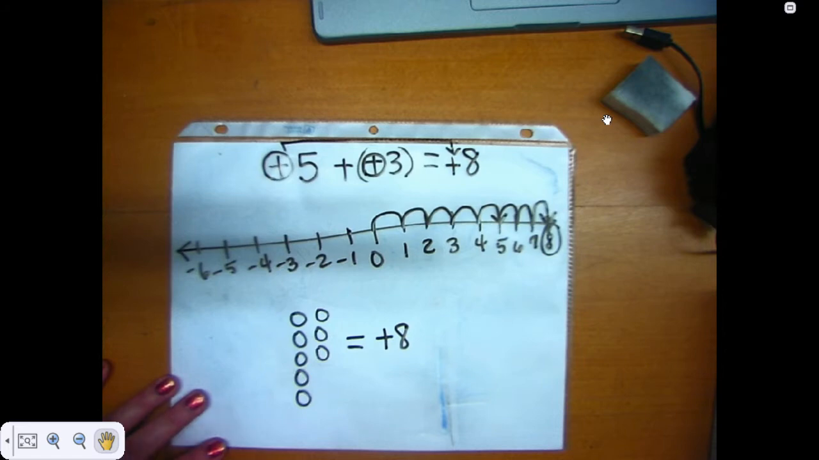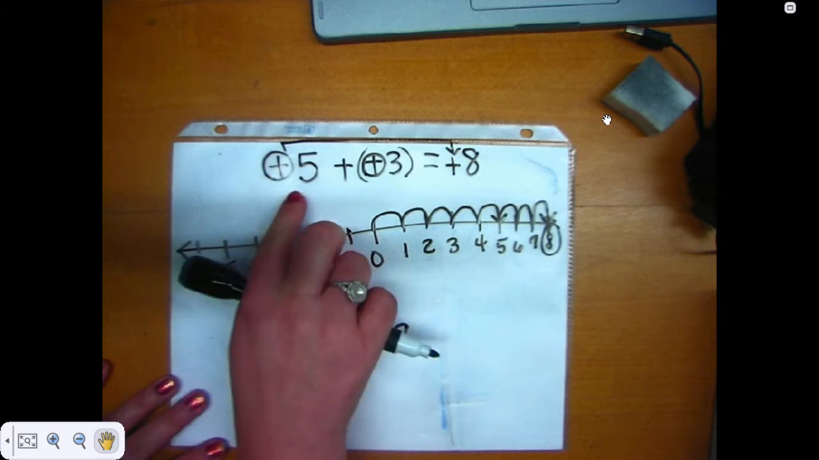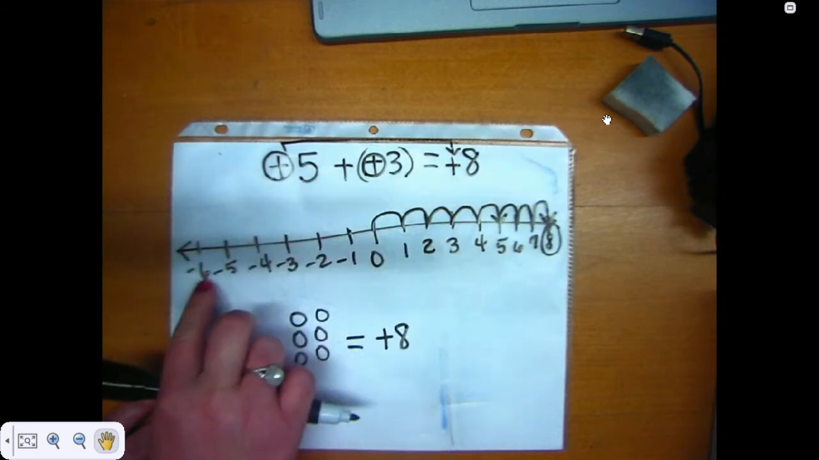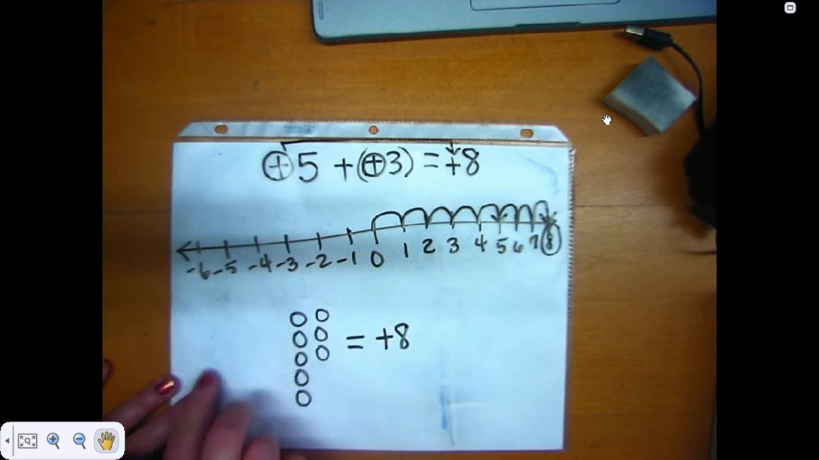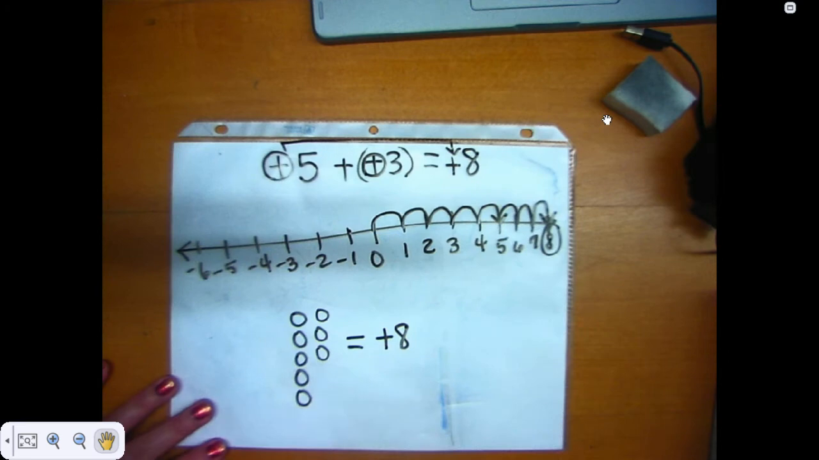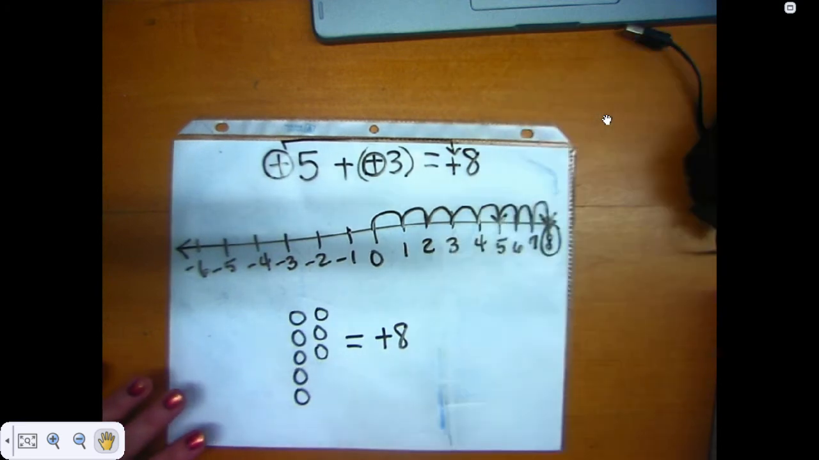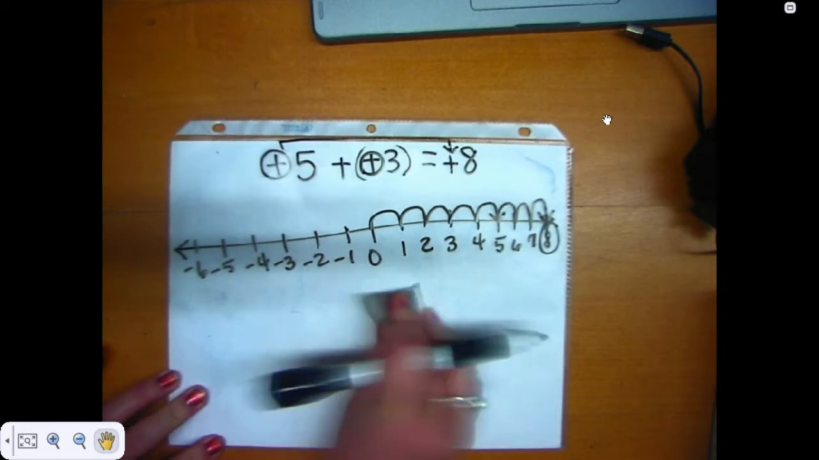So I modeled this for you as the rules. I modeled it with a number line, and I modeled it with a drawing, all on the same paper. Okay? And yes, I know you got the same answer for everything. That just means you're right. Let's do another one.